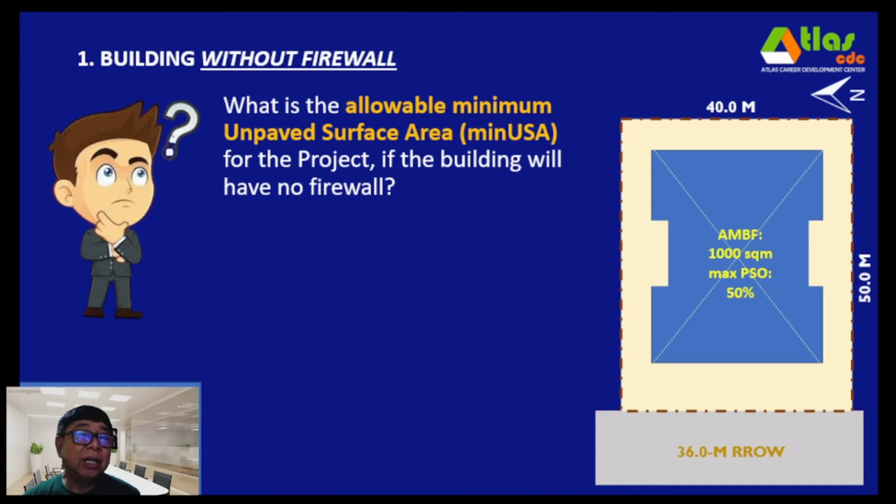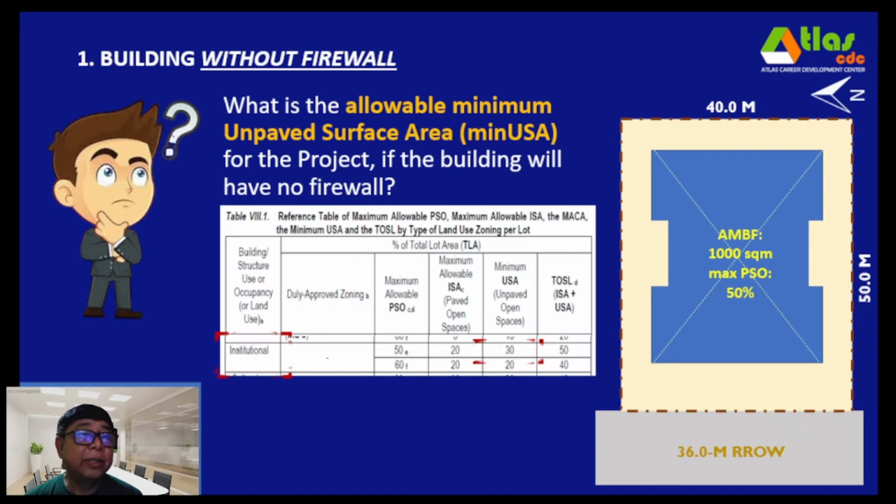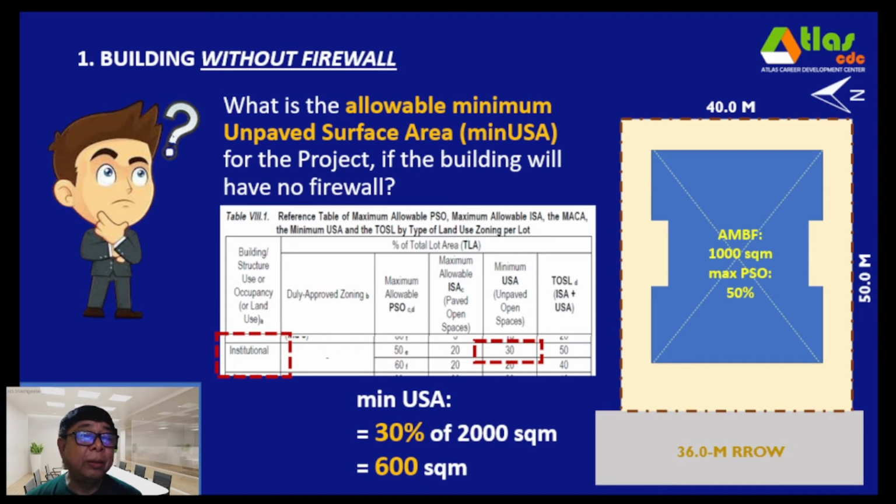So let us now go to the allowable minimum unpaved surface area or minimum USA for the project if the building will have no firewall. So here, our reference is none other than Table 8.1, no? So we just look at Table 8.1, and it says here that institutional minimum USA without firewall will be 30% of the TLA. So therefore, our minimum USA is 30% of 2,000, and that will give you 600 square meters.